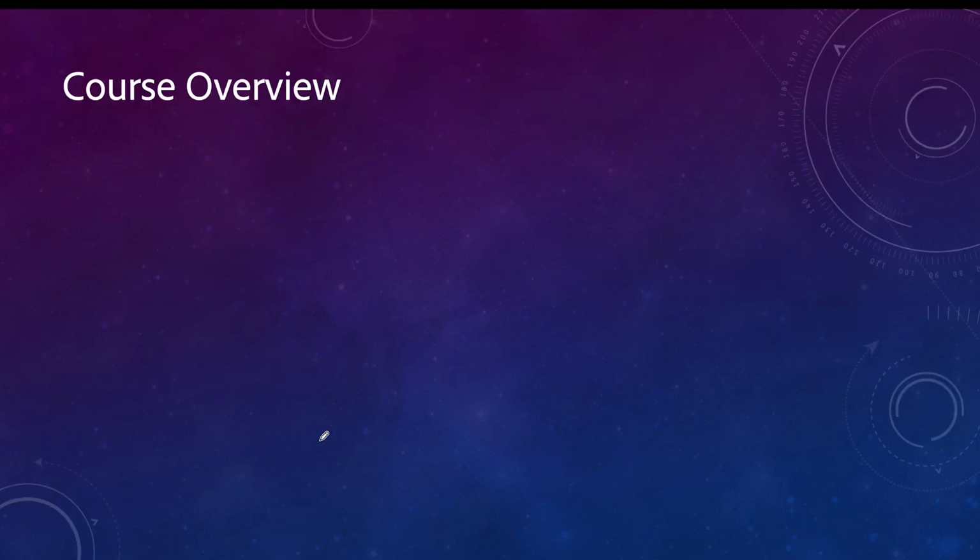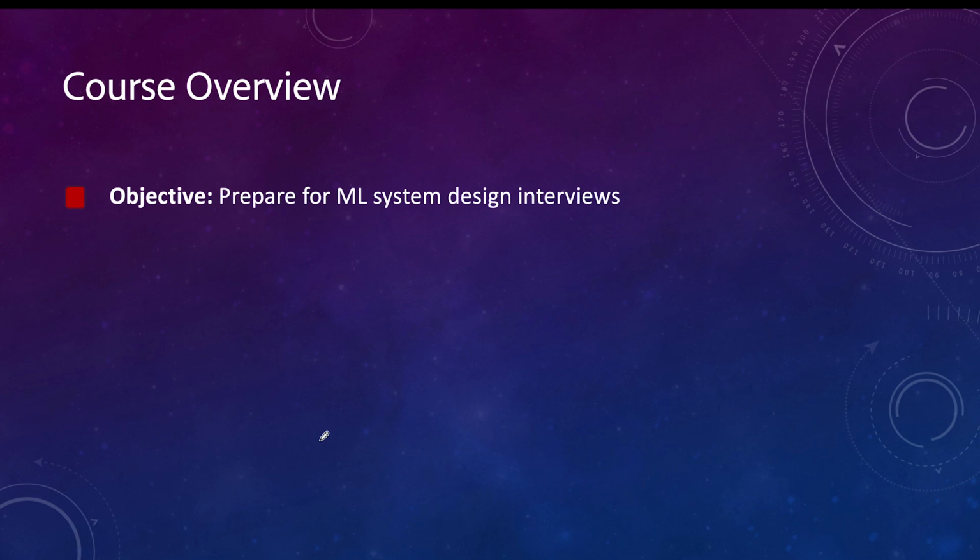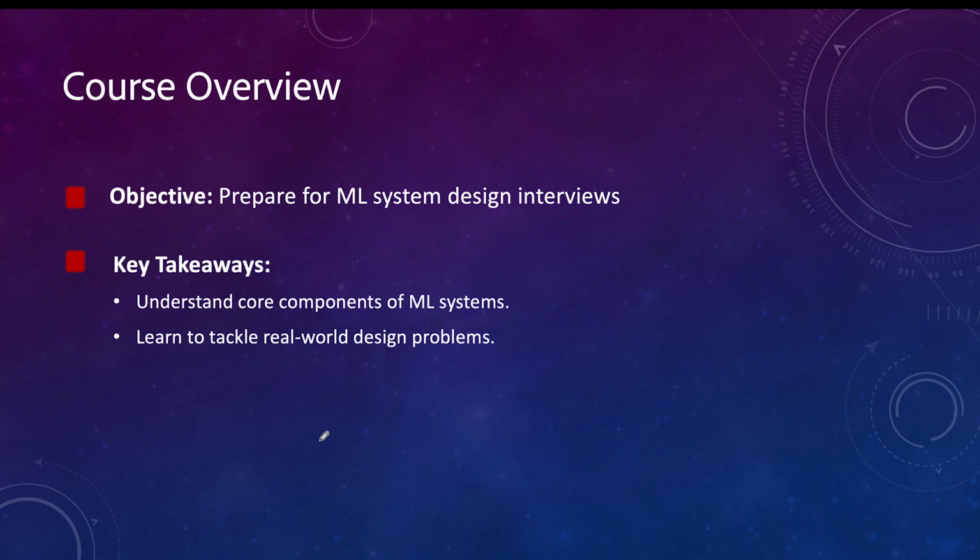So, first, let's see the course overview. The goal of this course is to prepare you for ML system design interviews and build understanding of how ML systems work in general. The key takeaway is that by the end of this course you should understand the core components of ML systems. This course will also cover some real world design problems, for example, building recommender systems, feeds for Instagram or Facebook, and cases like ranking search results. And if you master these, then you can master interviews for FANG and other tech companies.